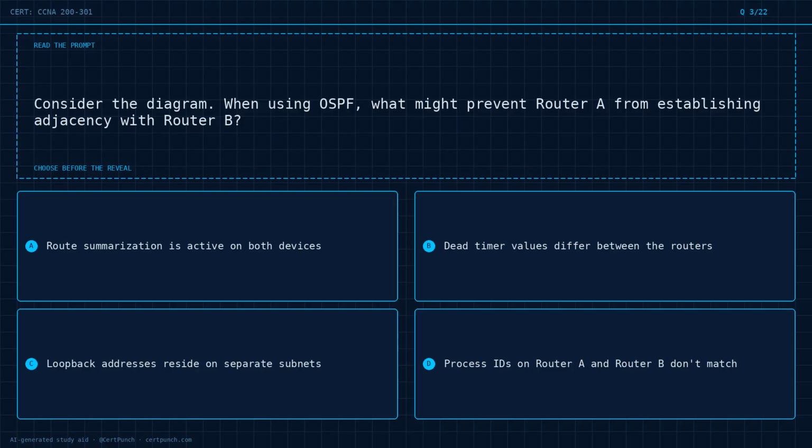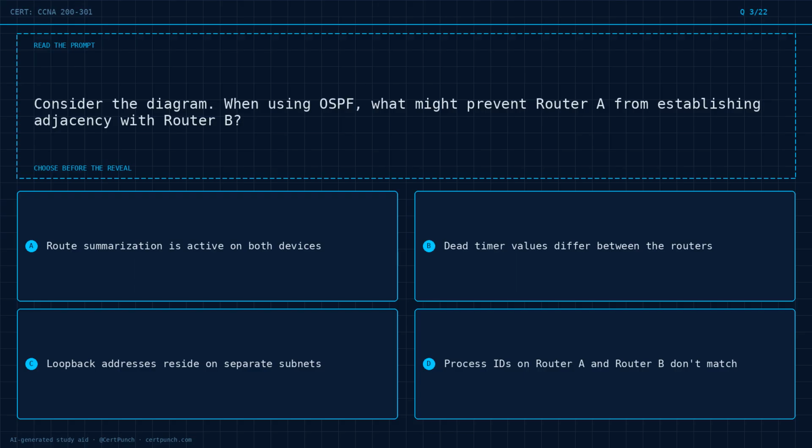Question 3 of 22. Consider the diagram. When using OSPF, what might prevent router A from establishing adjacency with router B? Option A, route summarization is active on both devices. Option B, dead timer values differ between the routers. Option C, loopback addresses reside on separate subnets. Option D, process IDs on router A and router B don't match.